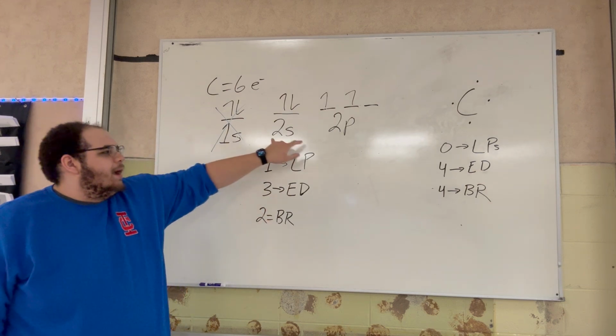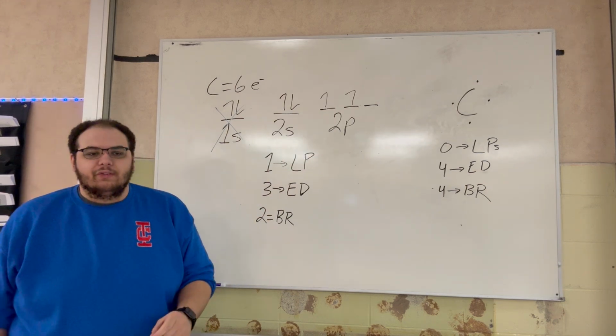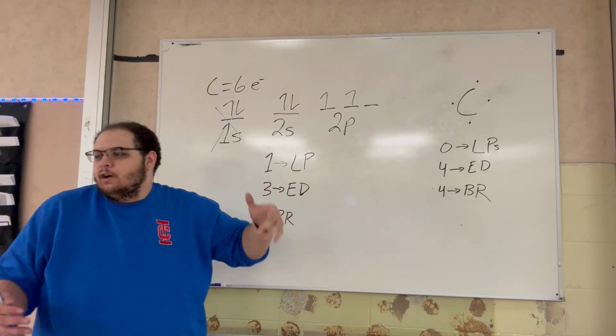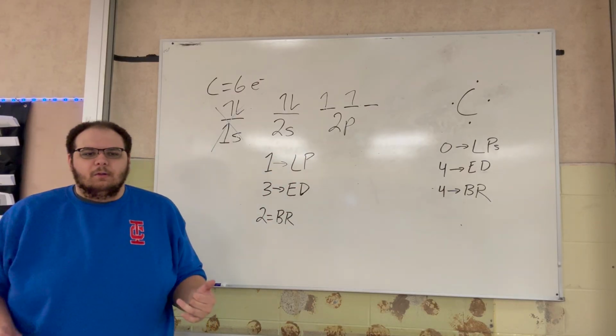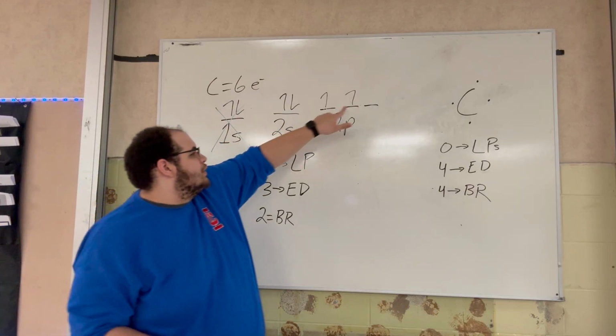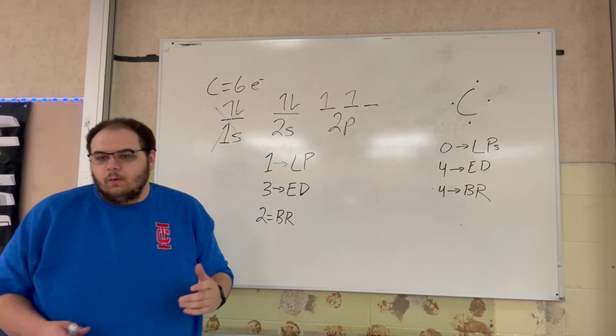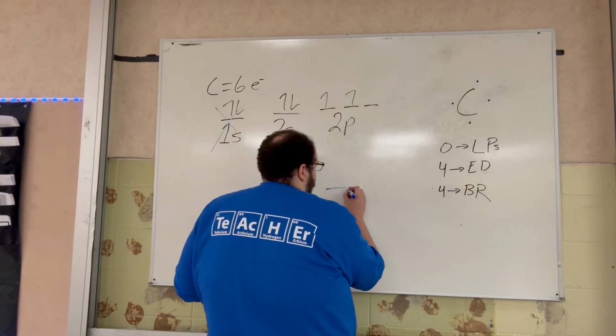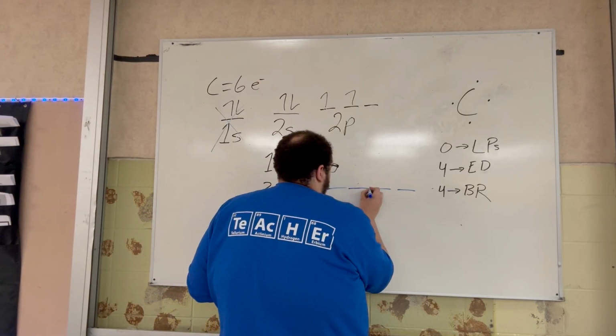So look, we have how many valence orbitals? How many orbitals do we have in total as part of our valence orbitals? I see 1 from 2s. I see 3 from 2p. So how many is that in total? 4. 1, 2, 3, 4.